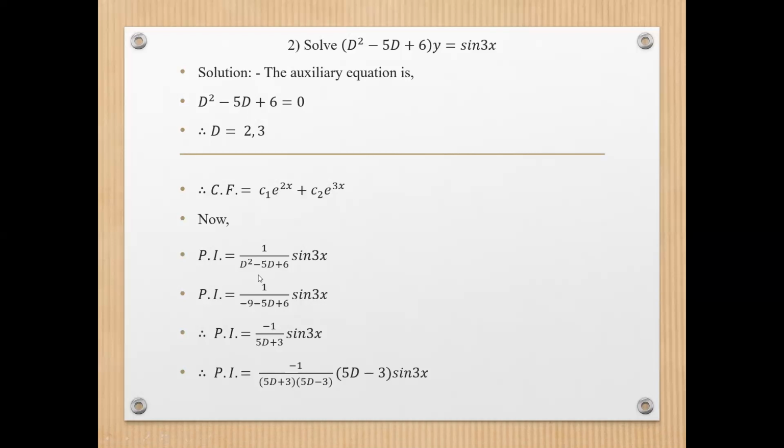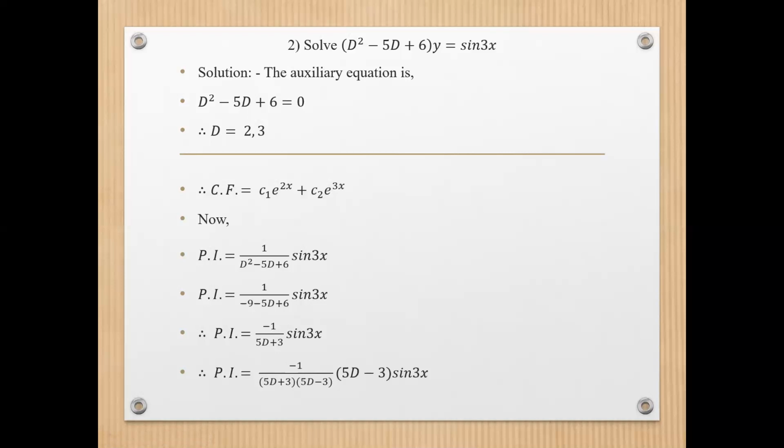D square is equal to minus 9. What do we get? PI is equal to 1 upon minus 9 minus 5D plus 6 into sin 3x. Here minus 9 plus 6 is minus 3, minus 5D. Take minus common. Here I am writing minus 1 upon 5D plus 3 into sin 3x. So PI is equal to minus 1 upon 5D plus 3 sin 3x. Here the denominator is 5D plus 3.